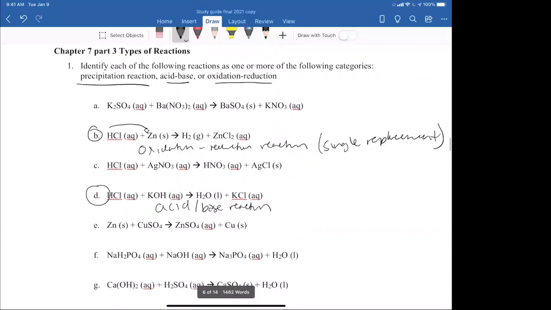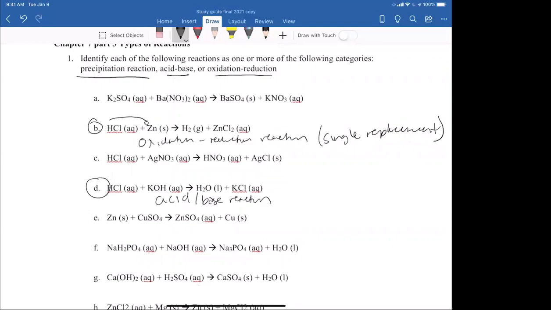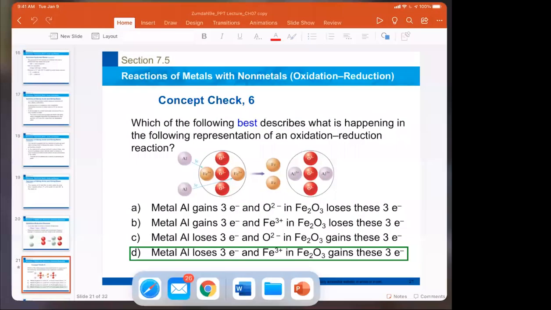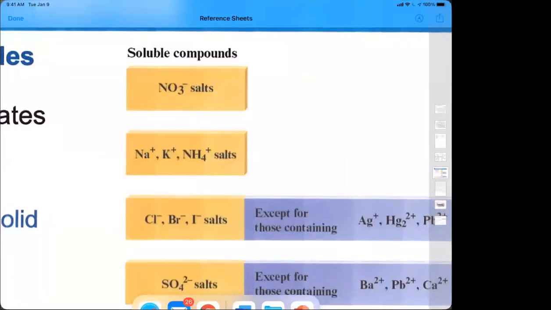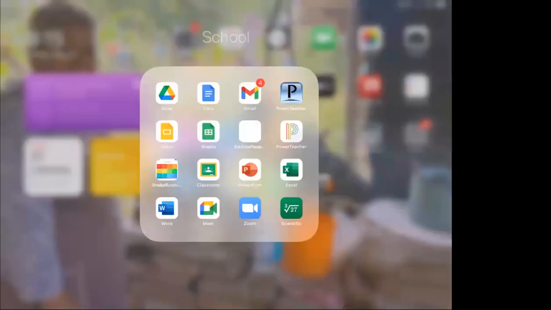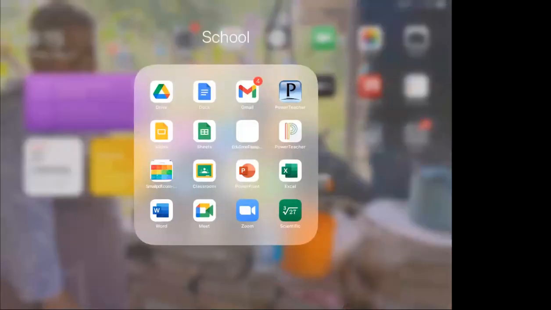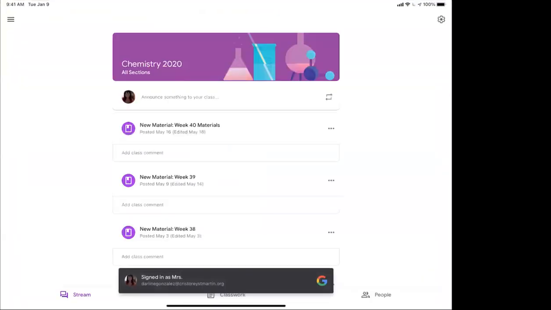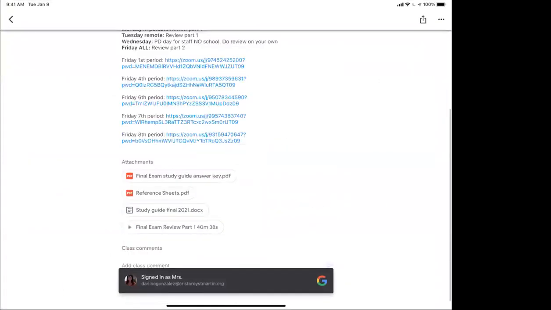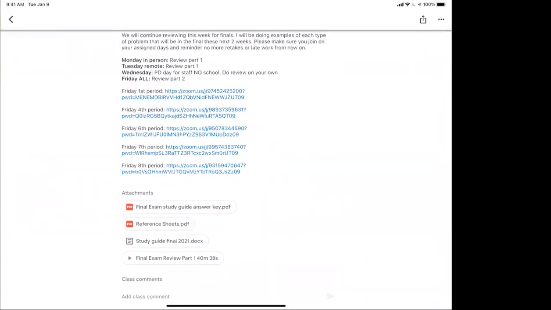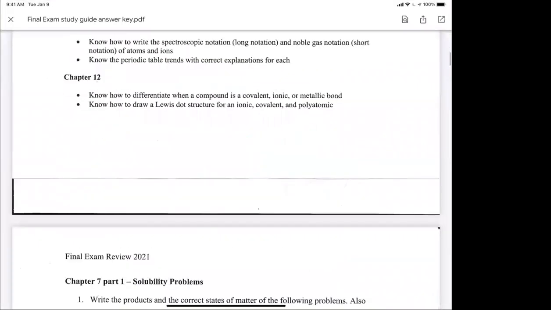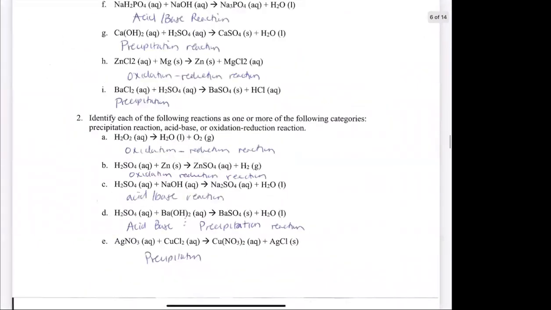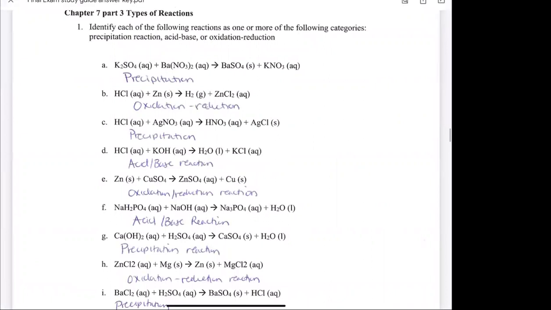And I'm just trying to remember for precipitation reaction. Sorry, let me just go back to my key real quick. I know I have my key as well. It's been a long, let's see, there it is. Okay. Yeah, the first one, that's what I thought.